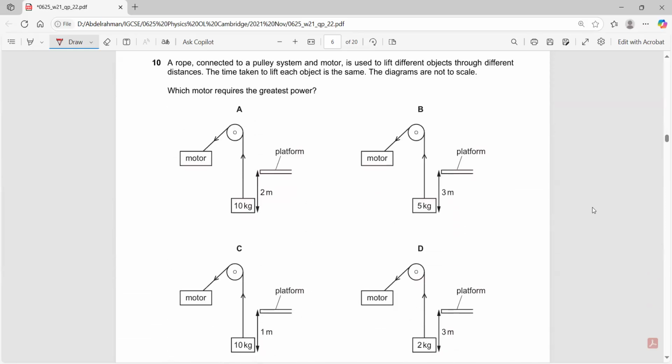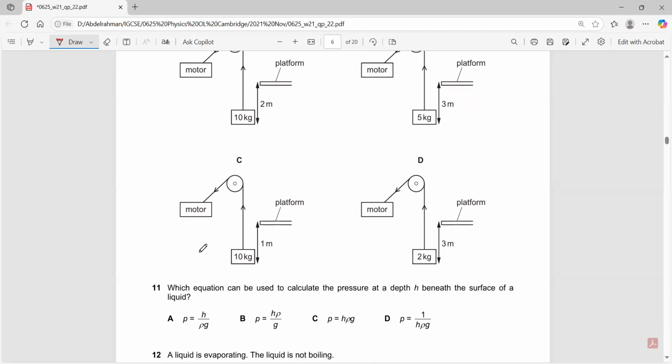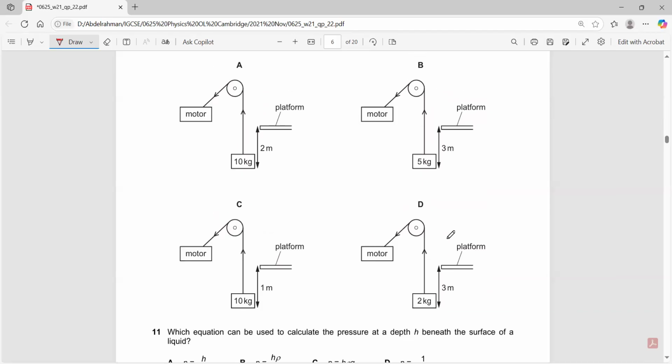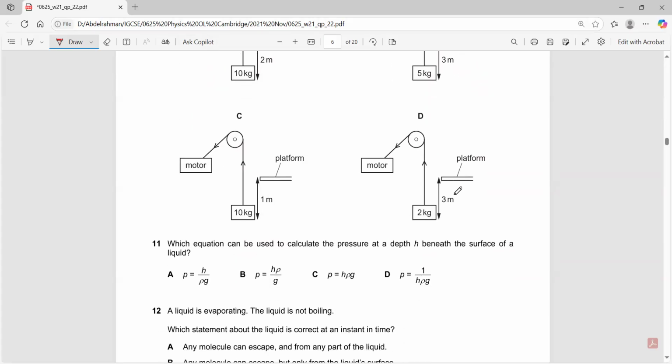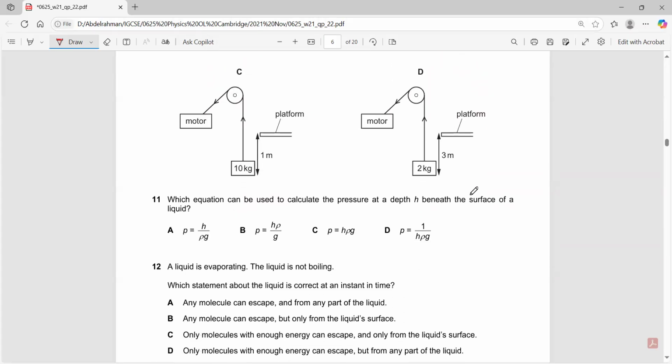A rope connected to a pulley system is used to lift different objects through different distances. Which motor requires the greatest power? Basically, we need the greatest work done, the greatest weight. So 10 times 2, 5 times 3, 10 times 1, 2 times 3. 10 times 2 would be the greatest value, 20, right?